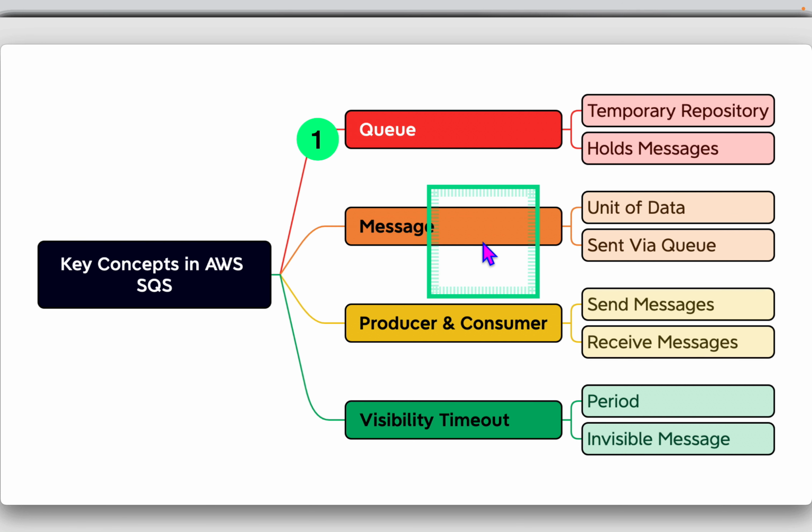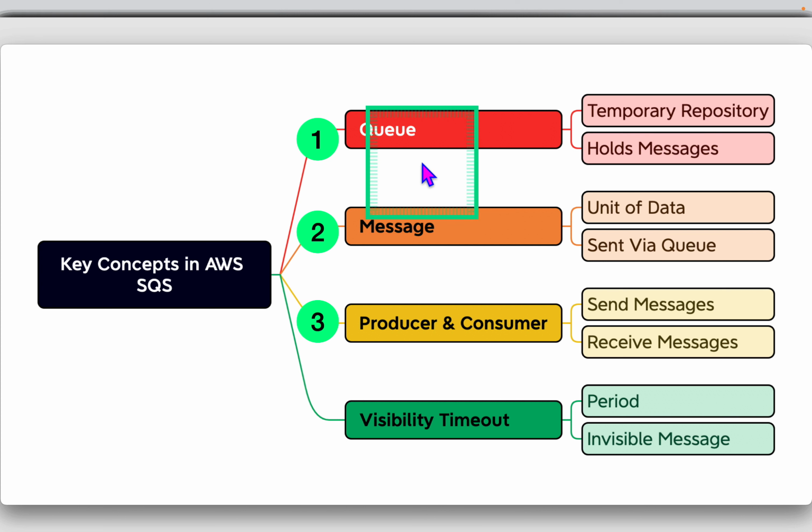Key concepts in AWS SQS. So first is queue, a temporary repository that holds messages until they are processed. Just think of it like a broker where you put your items, and producers and consumers will wait for these items. Producers will send a message to the queue and consumers will pick up from the queue. Next is message, the unit of data that is sent between services via a queue. Producer and consumer: the entities that send, the producer, and receive, the consumer, messages. Visibility timeout: a period during which a message remains invisible in the queue after being read.